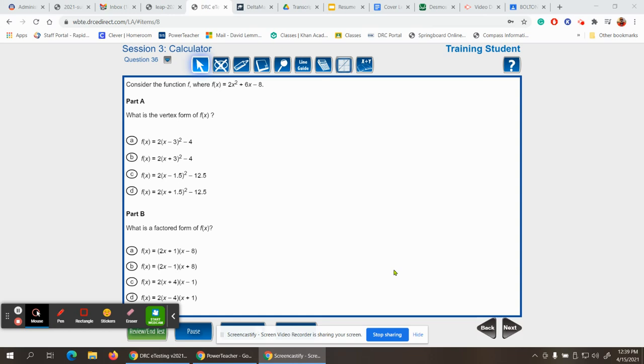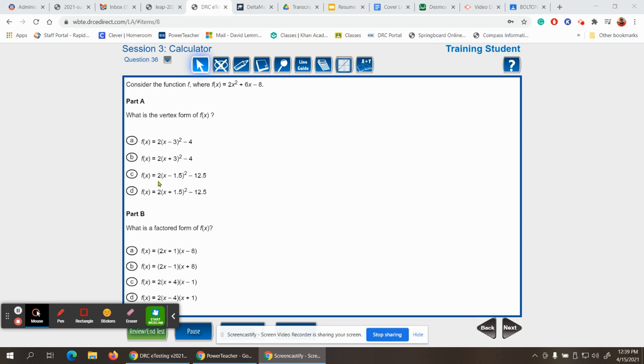All right, so this is part 2 of section 3, question number 36. Consider the function f of x equals 2x squared plus 6x minus 8. What is it in vertex form?